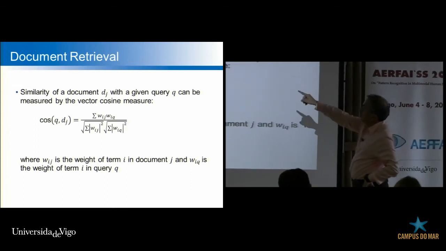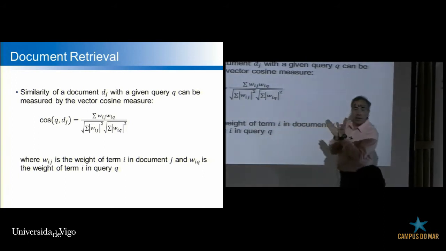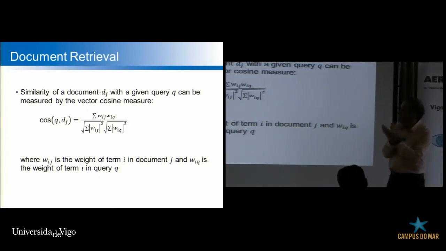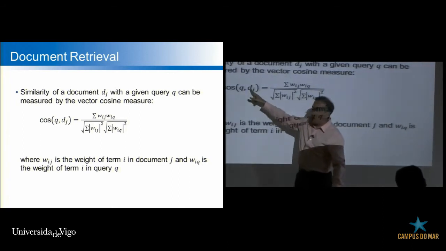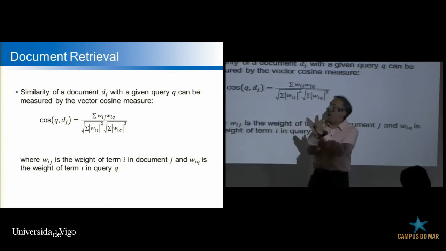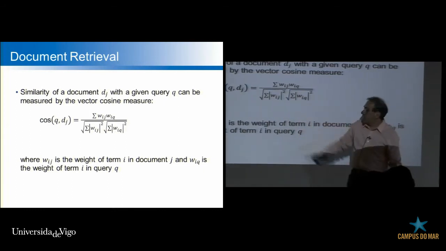So for document retrieval, what people tend to do is the cosine similarity. Maybe you have heard about this cosine similarity. It represents the query and the document as vectors, and you find the angle, which is the dot product in the Euclidean space, and that's how you compute it.